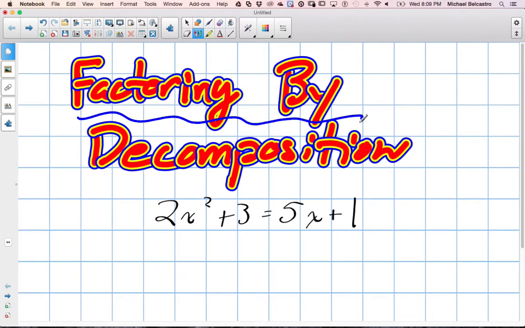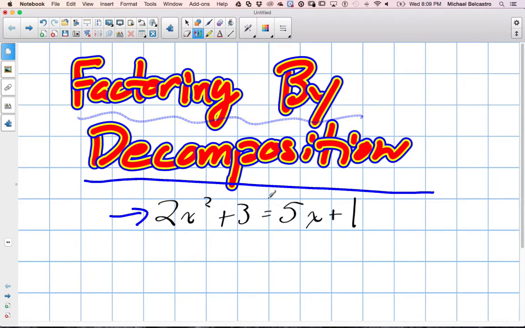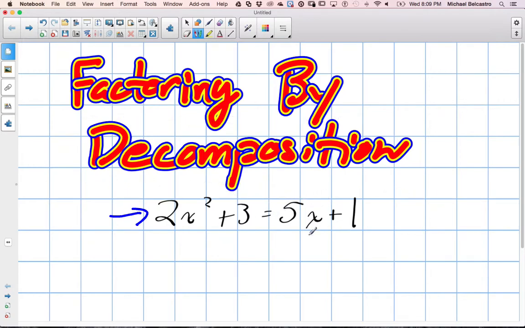Let's look at factoring by a method called decomposition. So we have our quadratic, and instead it's set equal to something, so we're essentially going to find out what x is equal to, and there could be more than one answer. In order to do this, we're going to set the entire equation equal to 0. So we have two terms on the left side, and we have two terms on the right side.